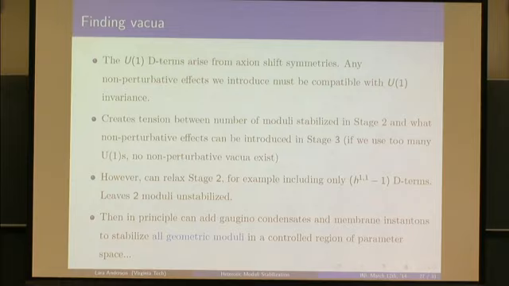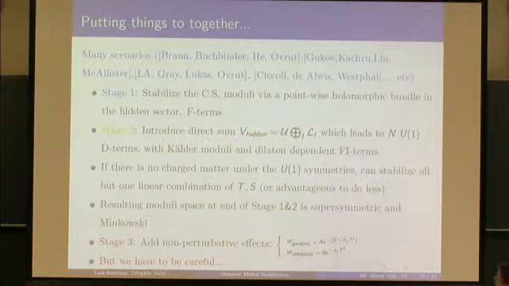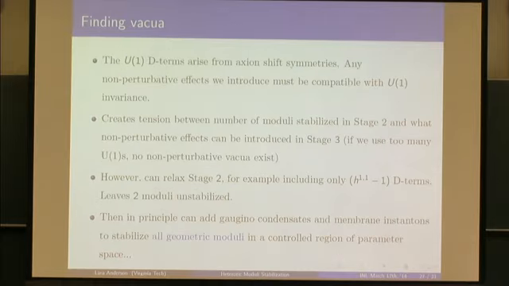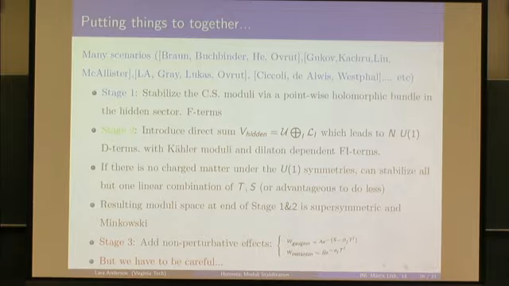There are some issues that you have to be careful of at this point, though. In using the ingredients as I set them up, the U1 D terms that I wanted to use to constrain Kähler moduli arise from axionic shift symmetries, and any non-perturbative effects we introduce have to be compatible with that U1 invariance. This tends to create tension between the moduli stabilized in stage 2 and what non-perturbative effects can be introduced in stage 3, i.e. what exponentials here are really compatible with those U1 symmetries. So in general, if you over-constrain yourself with D terms, you run out of non-perturbative effects to use.